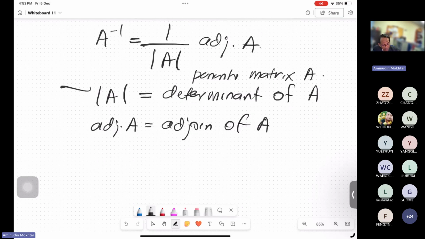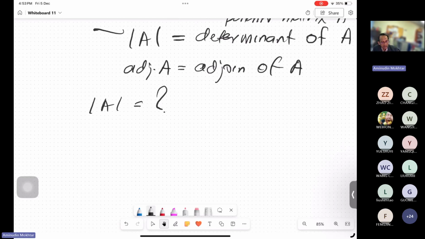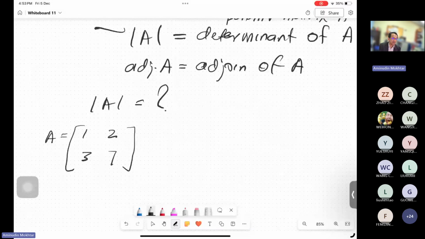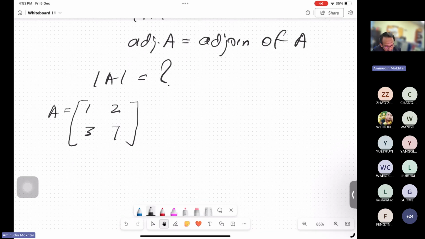Let's say, how to find the determinant of A? First we need to know what is matrix A. The elements of A are 1, 2, 3, and 7. That is the element of A. So the determinant of A, that is how to find the determinant.